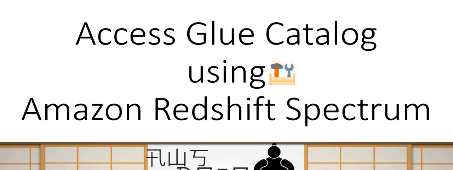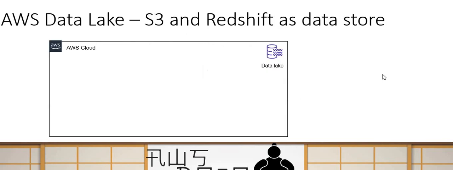Today we are going to talk about how you can use Amazon Redshift Spectrum to access data from Glue catalog in Redshift cluster. So let's get started. First, try to understand why we need to use Amazon Redshift Spectrum.